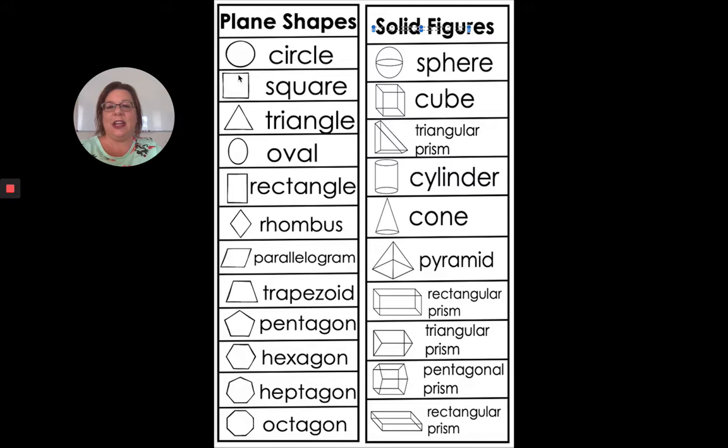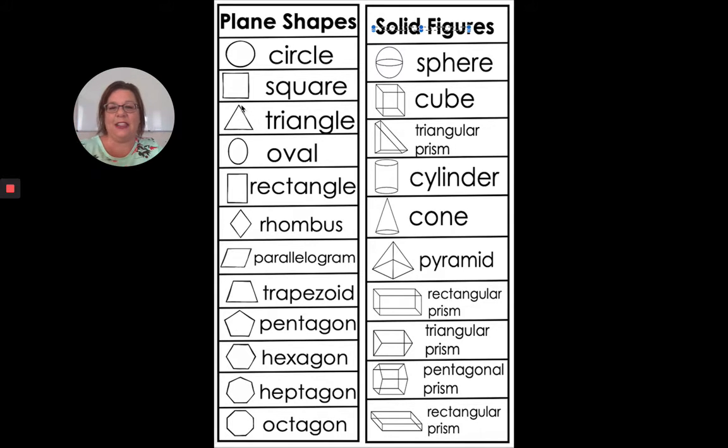The next shape is a 2D shape and it is a square. It has 1, 2, 3, 4 sides and 1, 2, 3, 4 corners, 4 right corners. Let's spell the word square. S-Q-U-A-R-E.